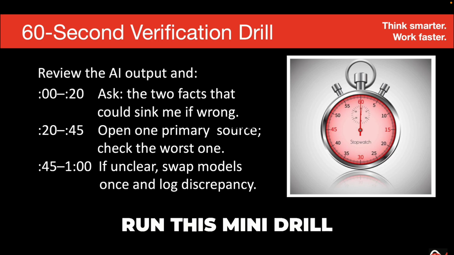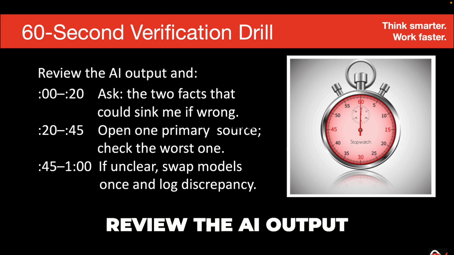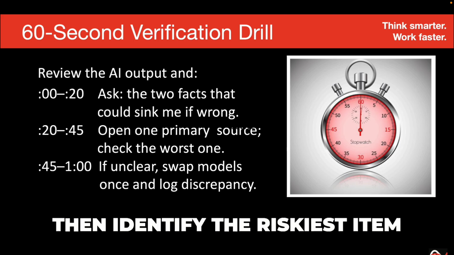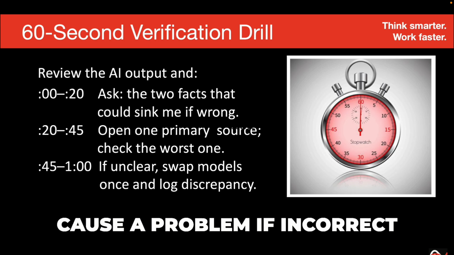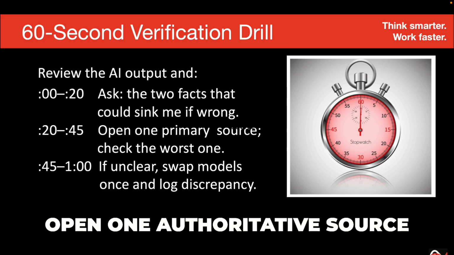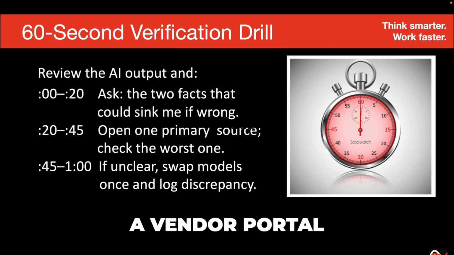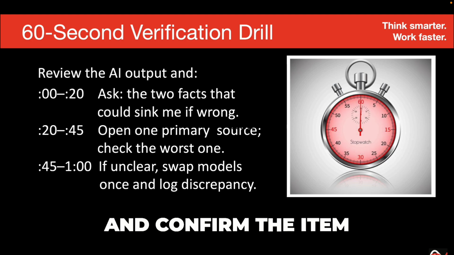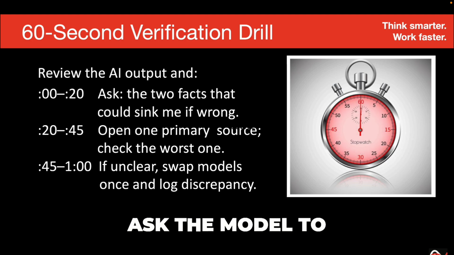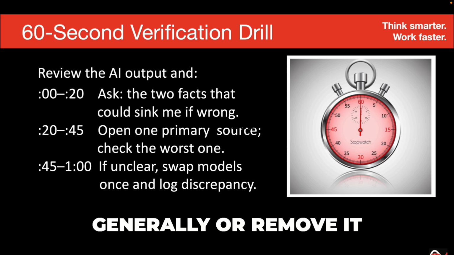Run this mini drill when the detail would be embarrassing to get wrong. Review the AI output, then identify the riskiest item, a number, date, name, or link that could cause a problem if incorrect. Open one authoritative source, such as a policy page, a finance sheet, a vendor portal, or an official website, and confirm the item. If it's still unclear, ask the model to provide the exact source or quotation. If it cannot, rewrite the line more generally or remove it.